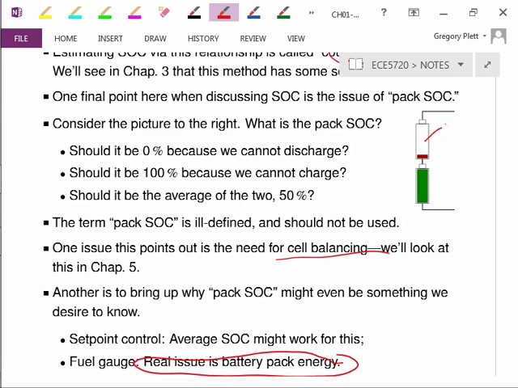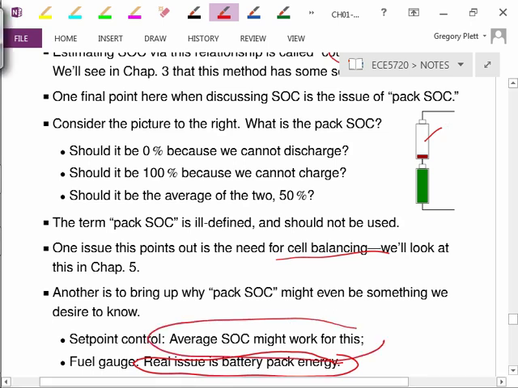The other reason you might want to know something called battery pack SOC is if you are operating a hybrid vehicle and you want to maintain the battery pack at roughly 50% SOC, whatever that means for you. Because you have a hybrid vehicle, your gas engine is going to take all the major load anyway, the average load. You want to leave some headroom in your battery pack to accept regeneration at any point in time, or to be able to do some discharge at any point in time. So you want all of your cells to be roughly half charged in a HEV battery pack. So average SOC might work for this.